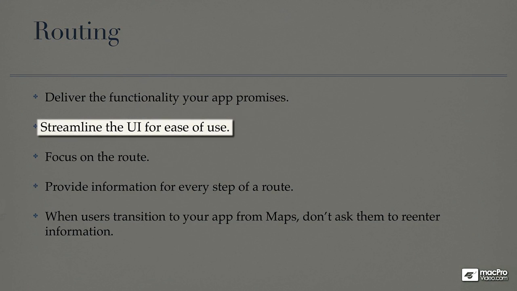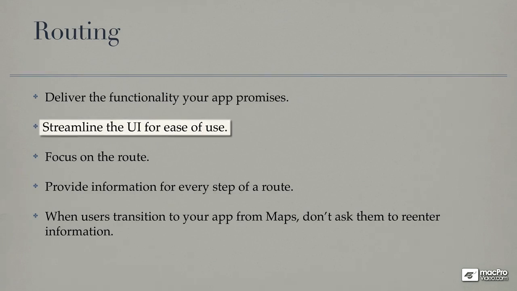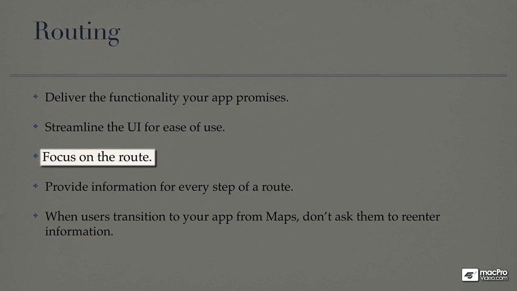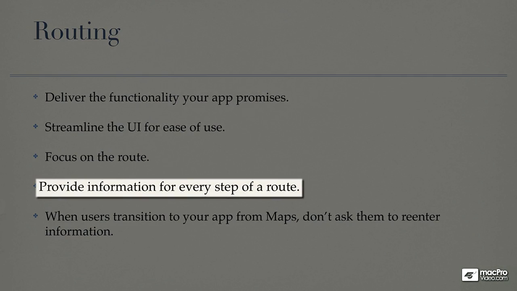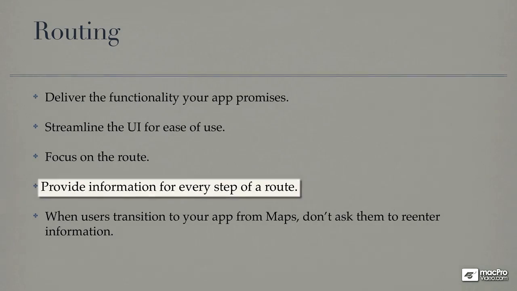Streamline the UI for ease of use. They just want to find the directions. They want to do it quickly. They want to do it easily. They're usually in a hurry. And so make it as easy as possible to use and as quick. Focus on the route. It's the main task. That's what they want. Provide information for every step of a route. You don't want them to get lost halfway through because we've missed a step.